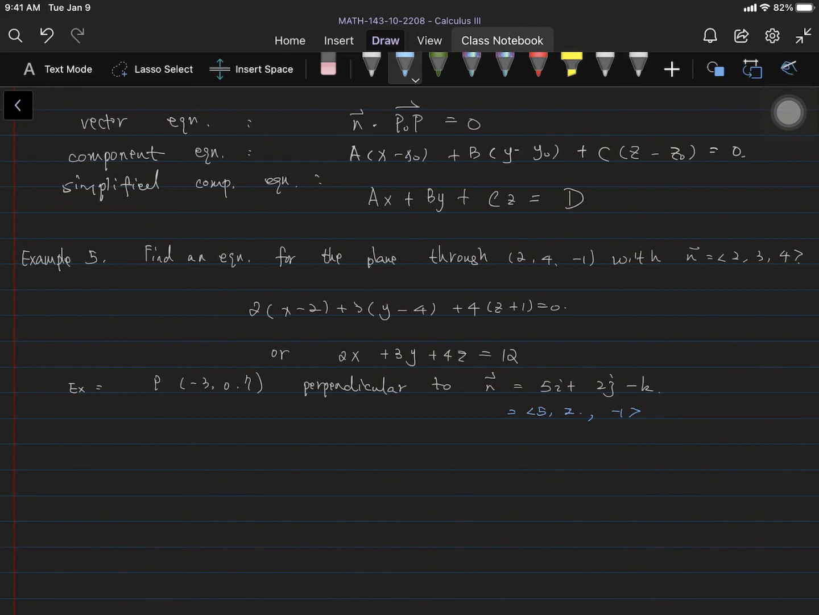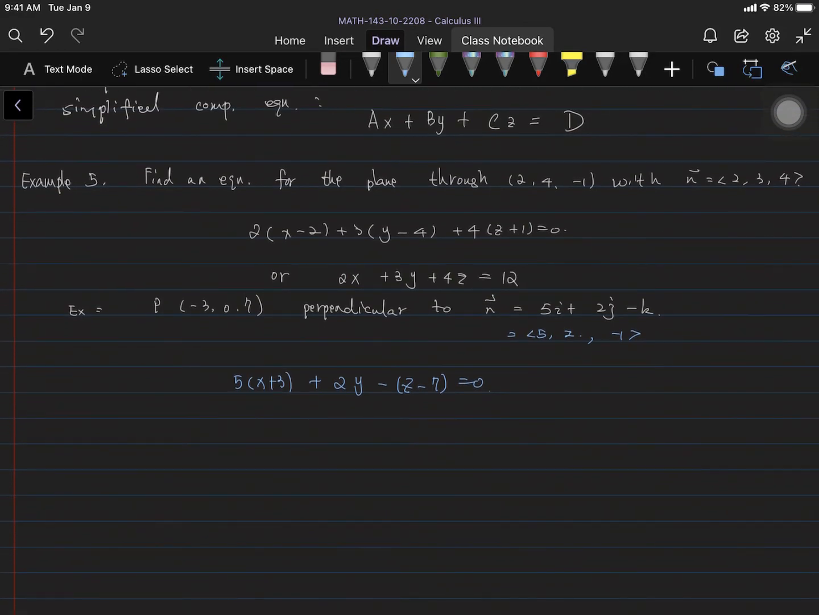And we just write down the equation as 5 times x plus 3, plus b, which is 2, times y minus 0, right? And plus c, which is minus 1, times z minus 7 equals 0. So that's the answer. And for the plane equation, we can stop here.